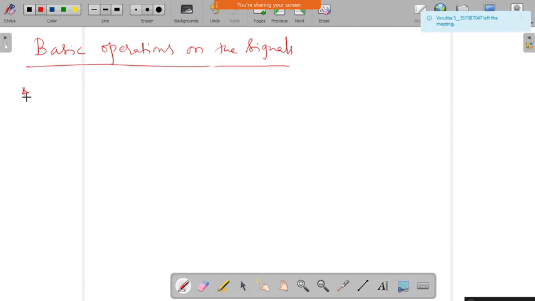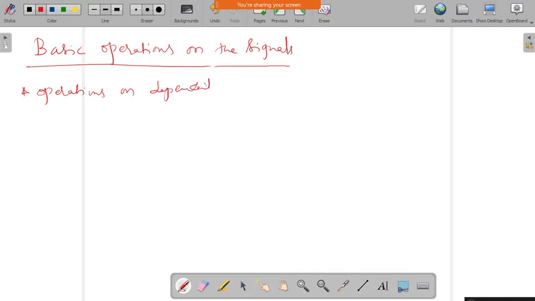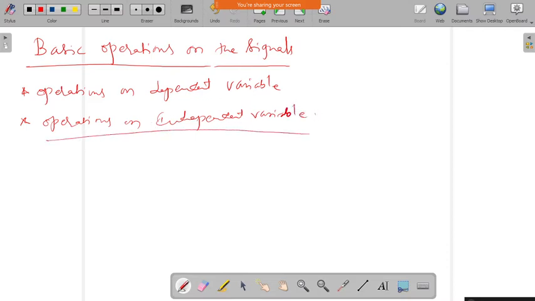So there are two basic operations, that is, operations performed on the dependent variable and operations performed on the independent variable. Operations on the dependent variable, and operations on the independent variable. But in most cases, from the examination point of view, it is asked only for the independent variable. So I'll discuss this only.